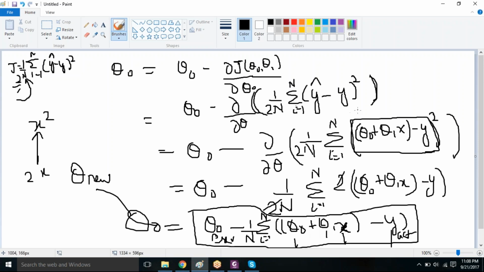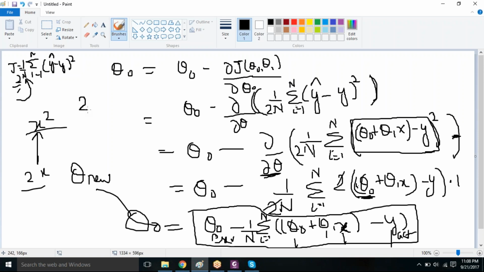See, from this step, when I did the partial differentiation, x square became 2x. Similarly, this will become 2 into (theta naught plus theta 1 x minus y). And then it is with respect to theta naught, right? So when you again differentiate theta naught, it is nothing but just 1 here. So it will be multiplied by 1. So there is nothing there, right? You got that one, na?